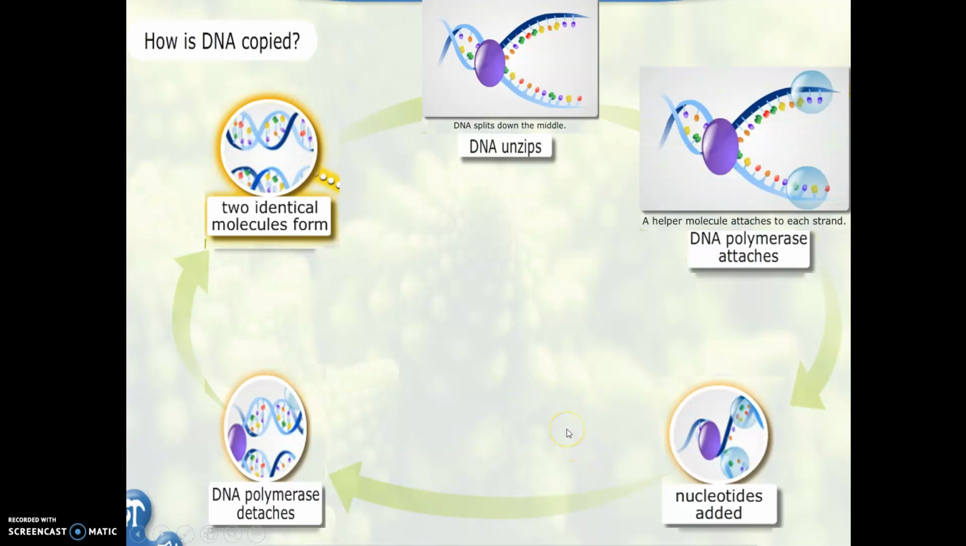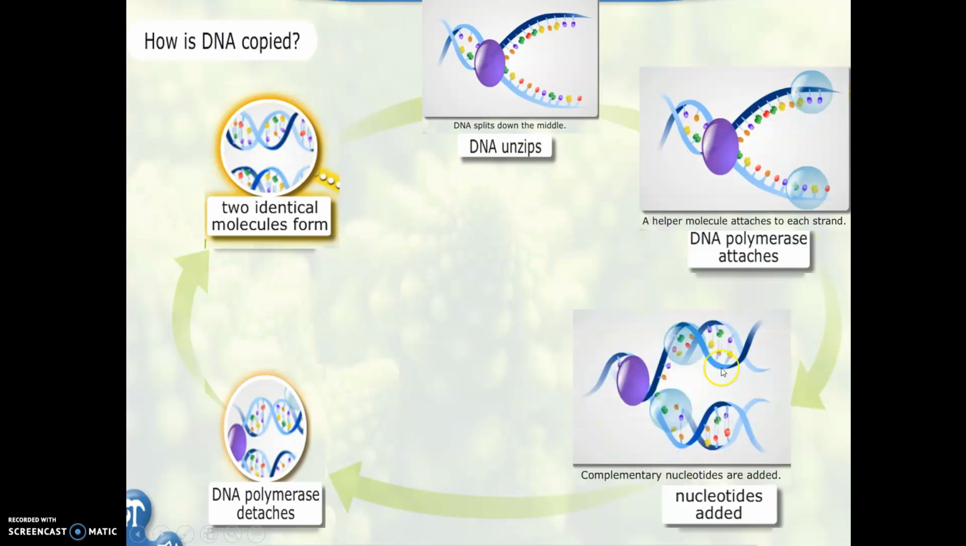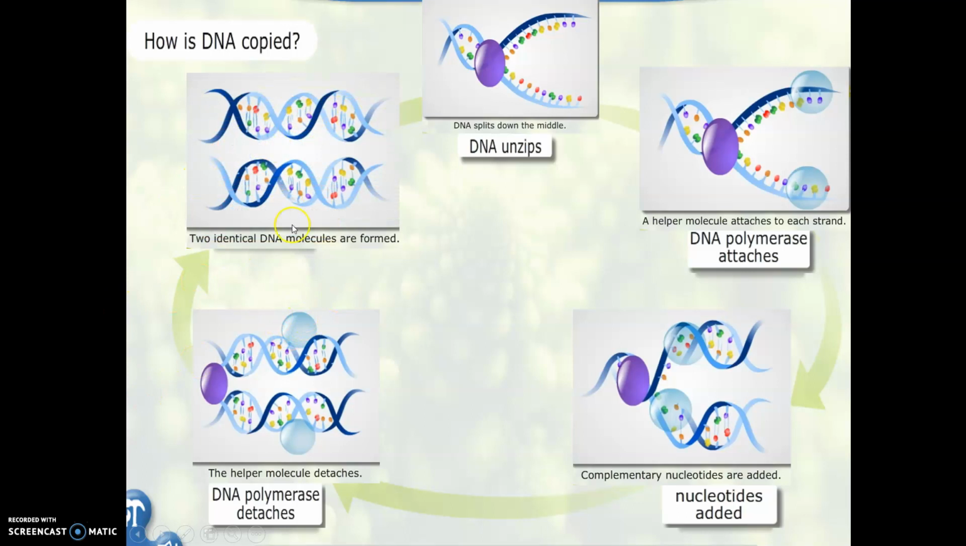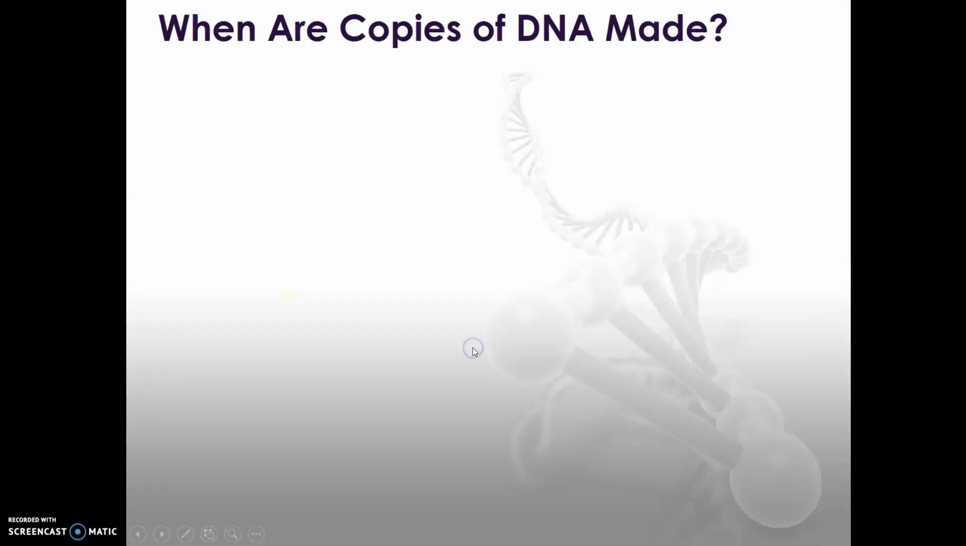So this is a more in-depth picture. This molecule is unzipping, and this one is attaching, and you're getting complementary base pairs attached. Got my complement, and then the polymerase comes off, and you've got two new identical DNA strands.